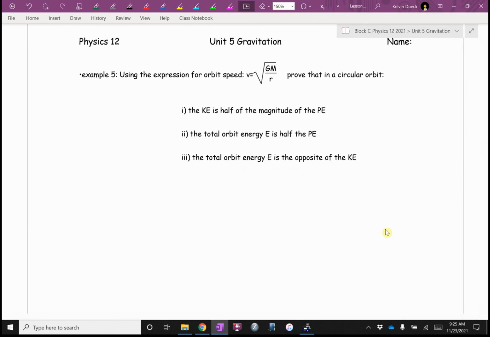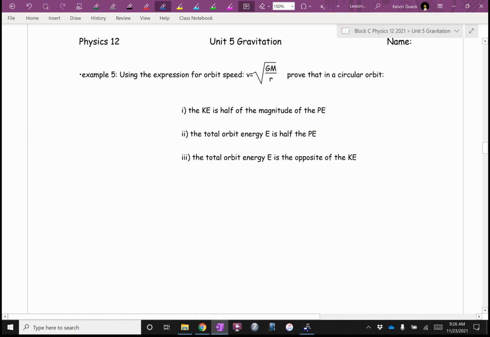Example 5, you can make a little note if you want to. This is a handy error check. You can survive just fine without this, and I will not ask you this, but there's a couple of neat patterns. If you're in a circular orbit, the kinetic energy is half of the potential energy, but positive. The total energy, kinetic plus potential, ends up being just half of the potential. And the total orbit energy is the opposite of the kinetic.